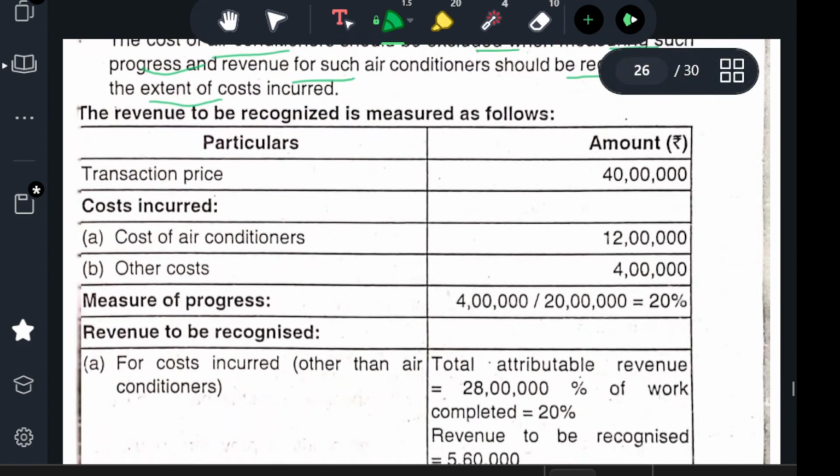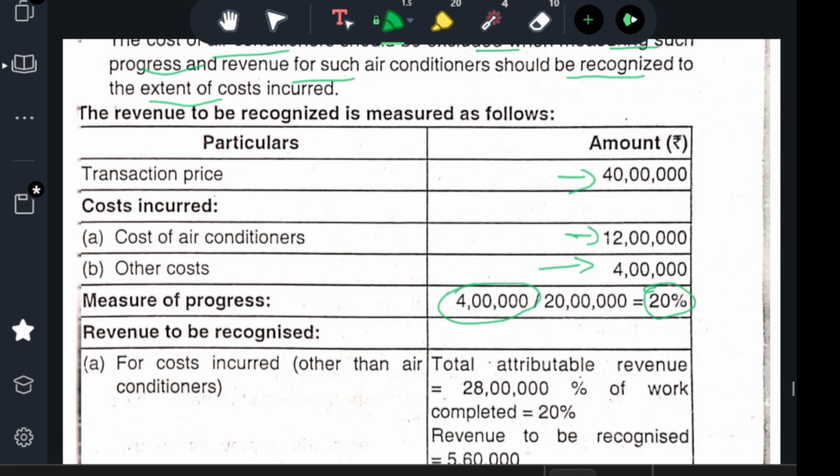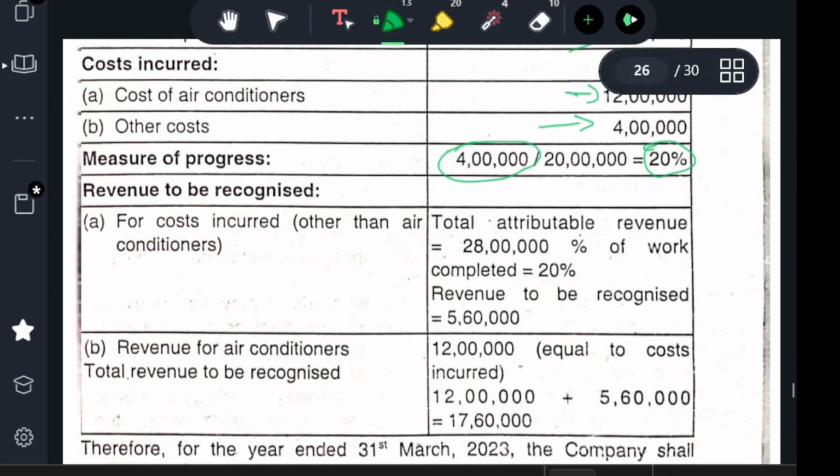So transaction price 40 lakhs, air conditioner cost 12 lakhs, other cost 20 lakhs. The measure of progress is 4 lakhs of 20 lakhs, which is 20 percent. The revenue to be recognized: the cost incurred other than air conditioner, total attributable is 28 lakhs, percentage of completion 20 percent. The revenue to be recognized is 5 lakh 60,000.